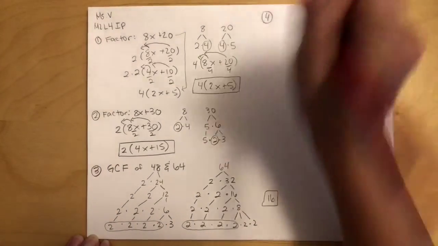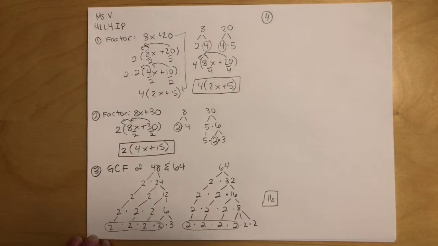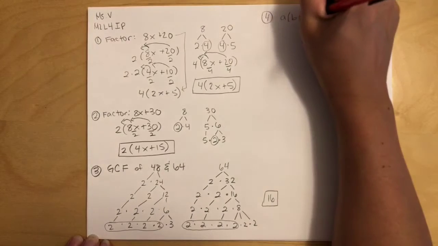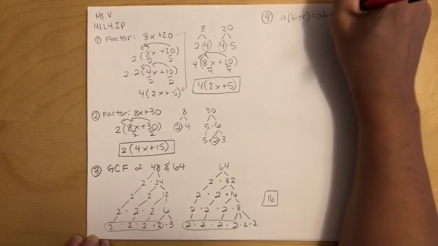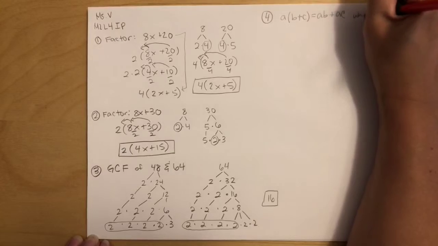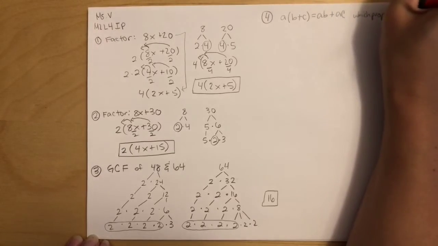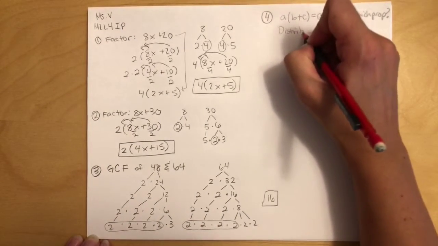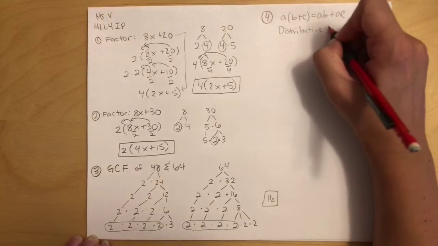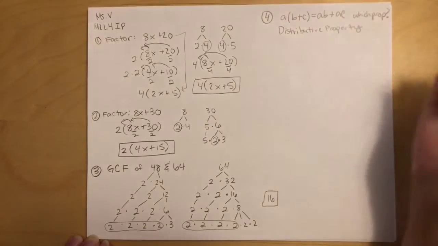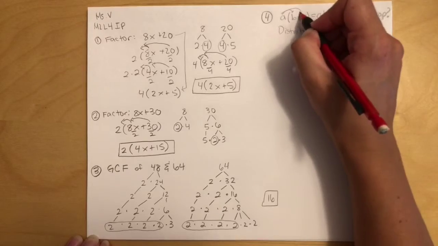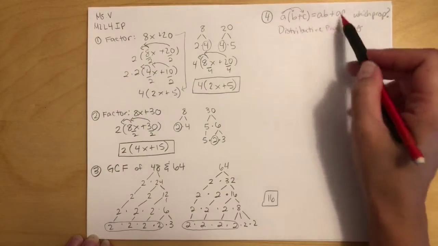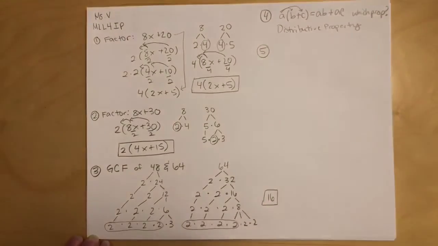Number 4. Which property is shown by A times B plus C equals AB plus AC? This is the distributive property. And I'm going to draw the arrows on here because this is recognized as doing the distribution.